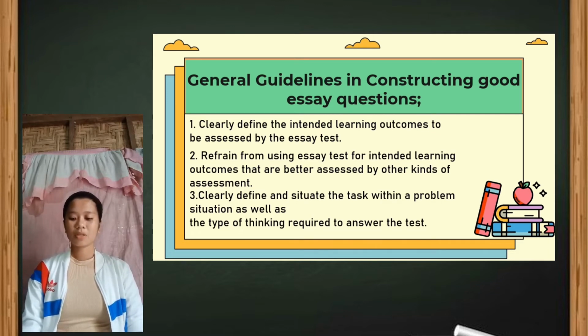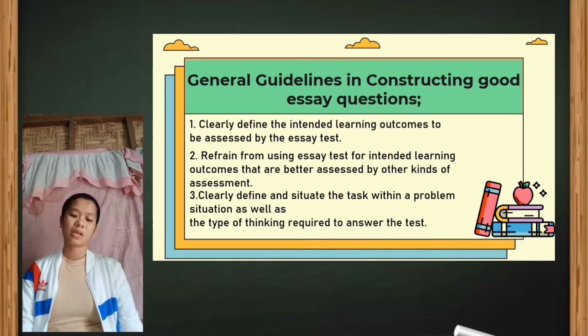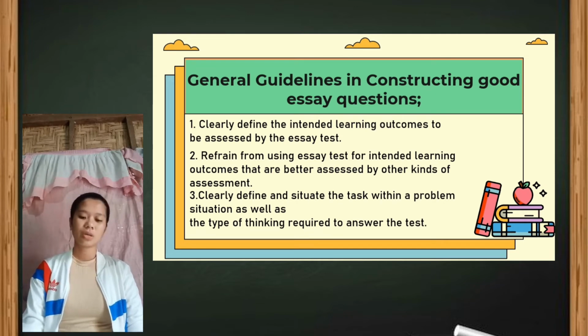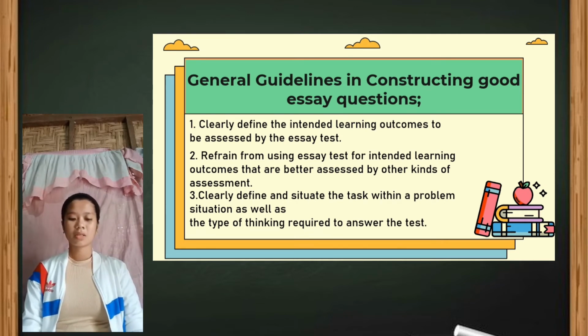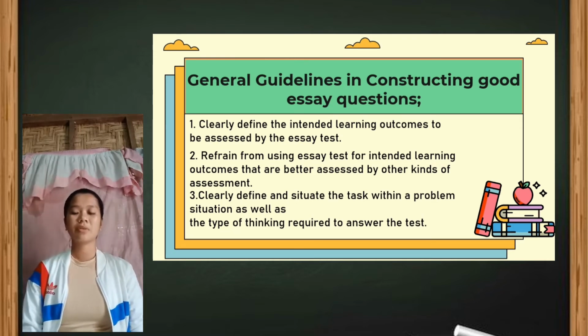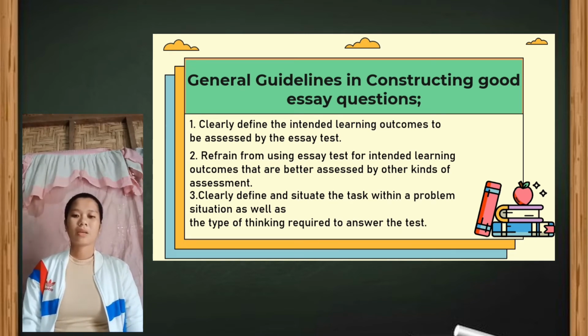Kasi, bawat estudyante meron silang kanya-kanyang abilidad. Meron itong ibang magaling sa explanation, meron ding ibang magaling sa memorization at familiarization. Number 3, clearly define and situate the task within a problem situation as well as the type of thinking required to answer the test.